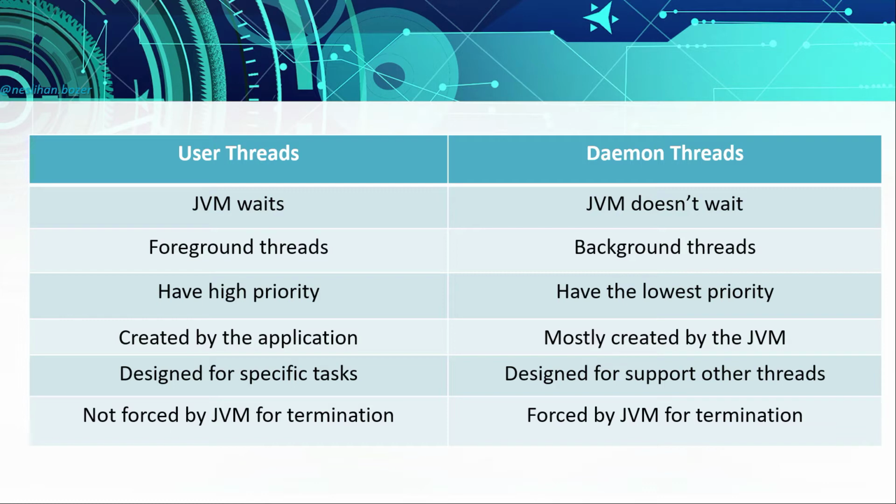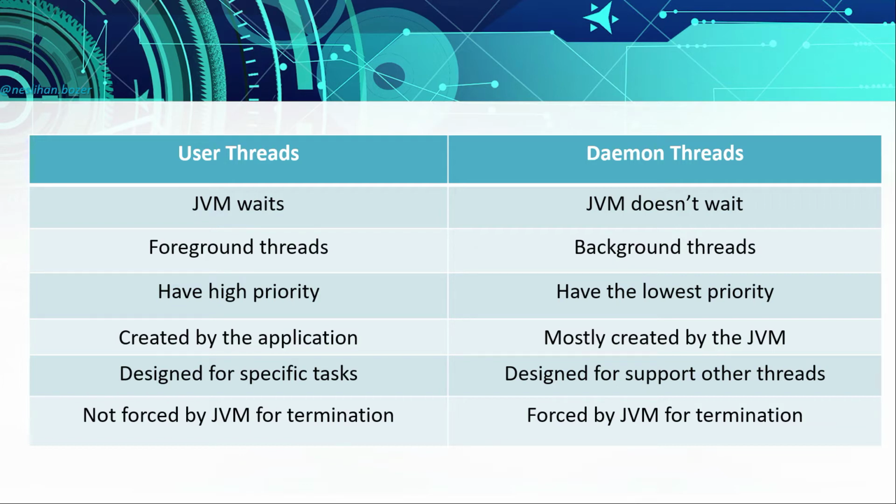User threads are high priority, whereas daemon threads have the lowest priority. User threads are the main threads. They are designed mainly to execute some important task in an application, whereas daemon threads are the lower priority threads. They are designed to serve user threads. By default, a thread created in a program is always a user thread. However, we can make it daemon by calling setDaemon(true).